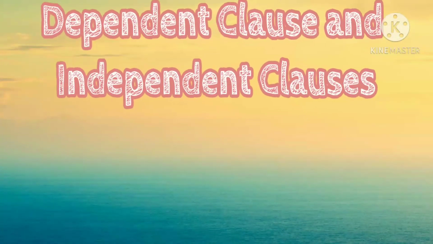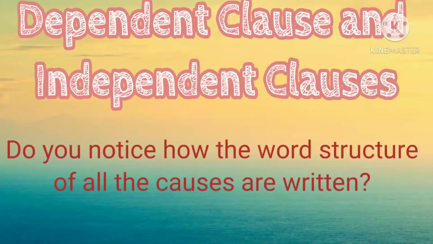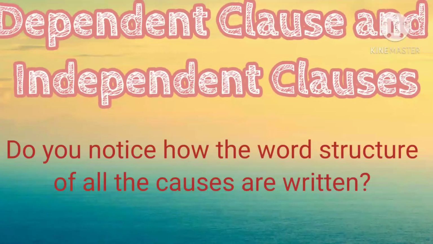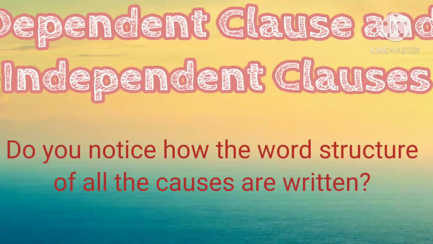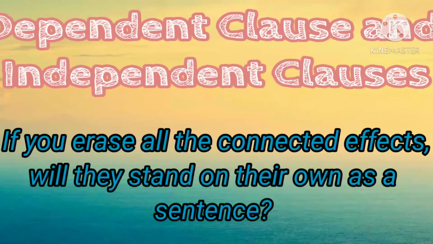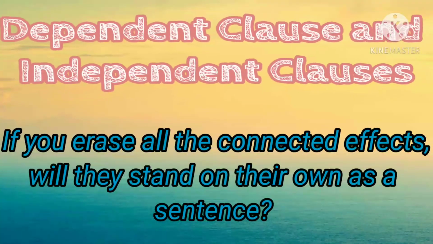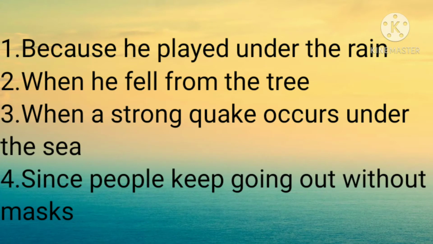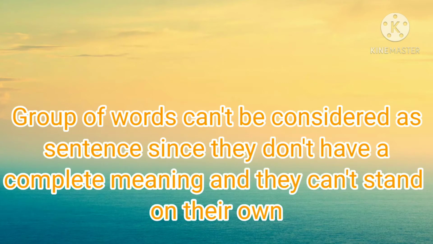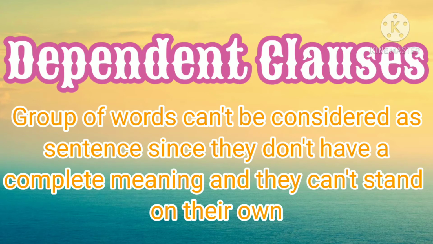Dependent clauses and independent clauses. Do you notice how the word structure of all the causes are written? If you erase all the connected effects, will they stand on their own as a sentence? Let us look at these groups of words when the effects are removed. These groups of words cannot be considered as sentences since they don't have a complete meaning and they cannot stand on their own. They need the omitted parts to become complete sentences. This group of words are called dependent clauses.